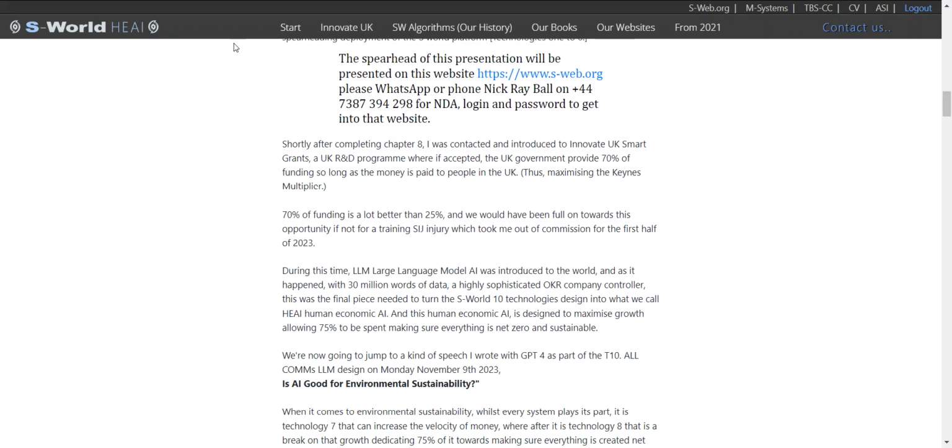Yes. Okay, shortly after completing chapter 8, I was contacted and introduced to Innovate UK. So we're going back a year. UK Smart Grants, a UK R&D program where, if accepted, the UK government will provide 70% of funding so long as the money is paid to people in the UK, thus maximising the Keynes multiplier. 70% of funding is a lot better than 25%. That was what we were trying to find a year ago. 25%, 70% is a lot better than that.